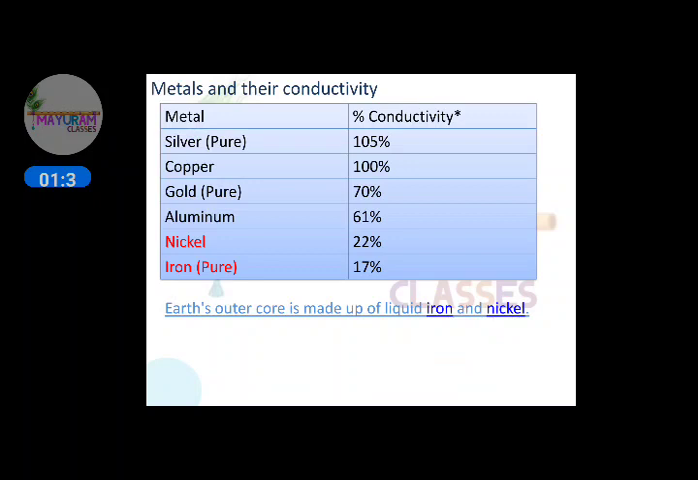We use copper wire in our homes. Why? Copper is used widely because of its lower cost than silver and gold. Earth's outer core is also made up of two metals, which are iron and nickel. But the conductivity of iron and nickel is low compared to copper, as you can see in the table.